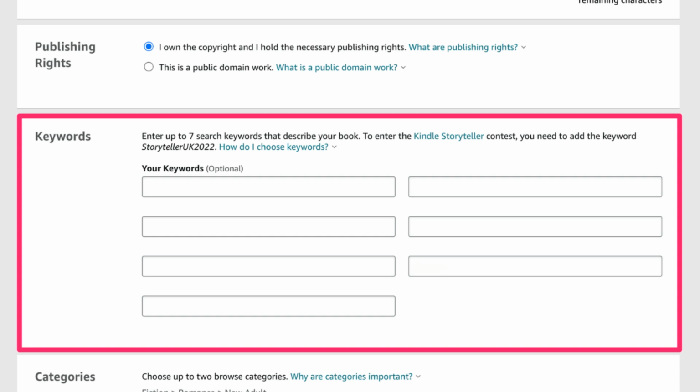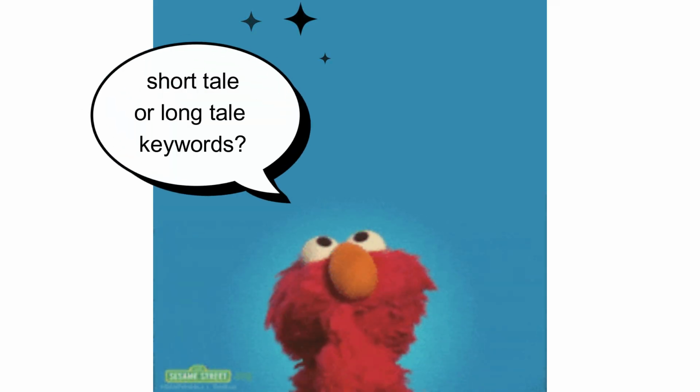So what is the best way to fill in those keywords? It's common for authors to try and cram as many keywords as possible into these slots. I know that because I used to do that too. But is this really the best approach? And should you focus on long tail keywords or short tail keywords? Let's uncover the answers together.